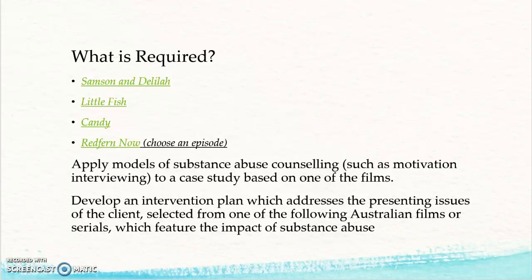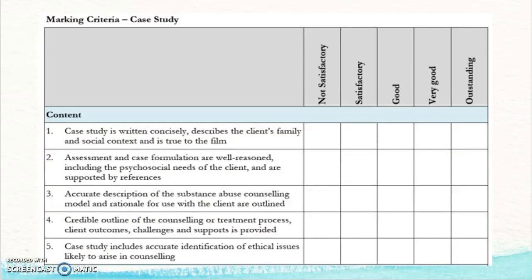Now, you want to keep in mind that you also need to talk about a substance abuse counselling model and what kind of counselling framework you would use in terms of supporting this person. So let's look at the marking criteria to begin with, because this will give us some clear direction around what's expected. There are 5 key criteria.